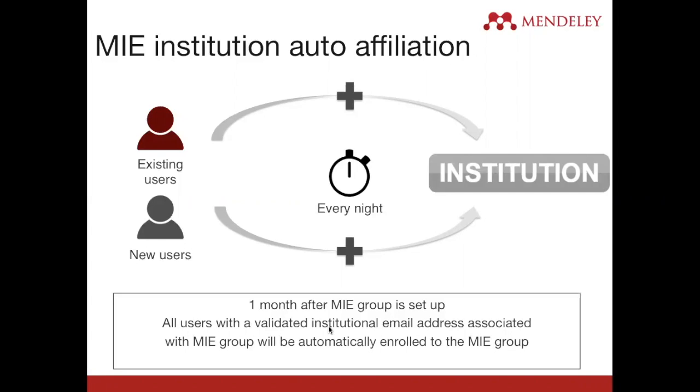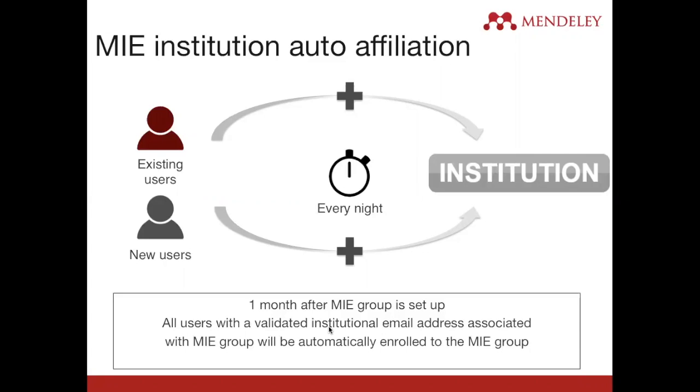With over 5 million users on Mendeley, chances are that quite a few researchers or students at your institute are already using the free version of Mendeley. With the auto-affiliation process, once an MIE group is set up, all users with a validated institutional email address associated with MIE are automatically enrolled to the relevant MIE group and therefore upgraded to the institutional premium plan.